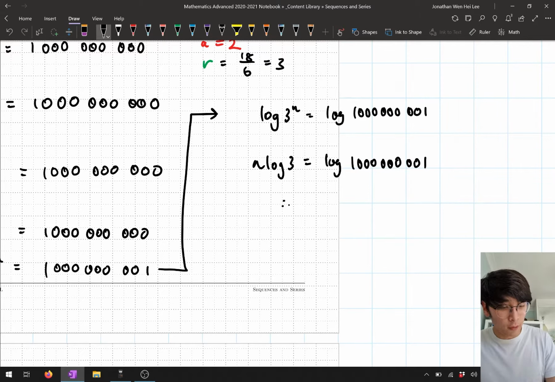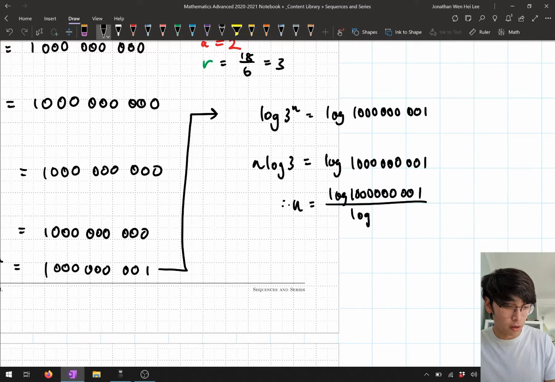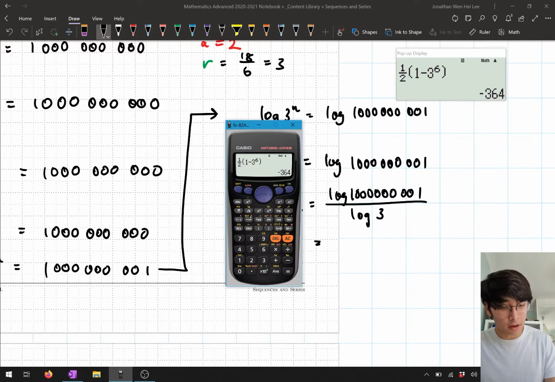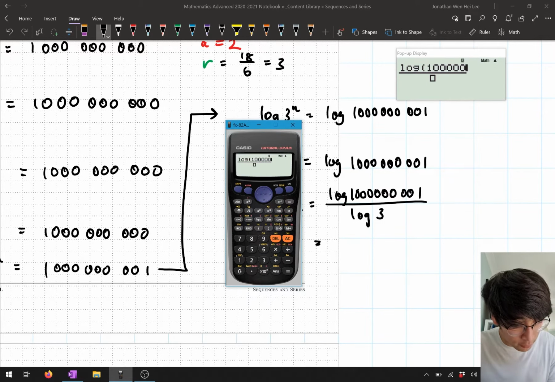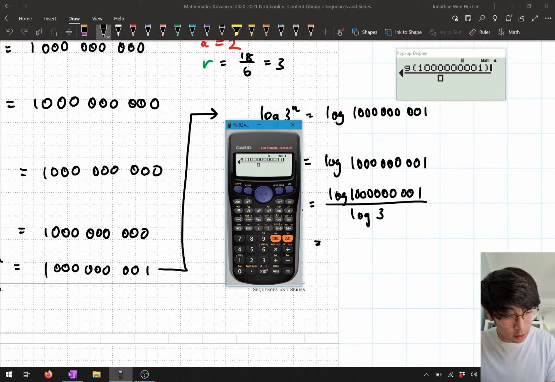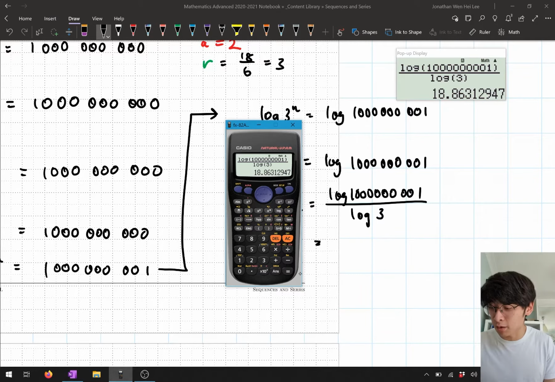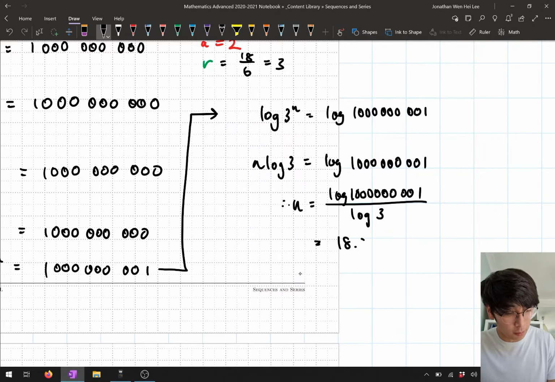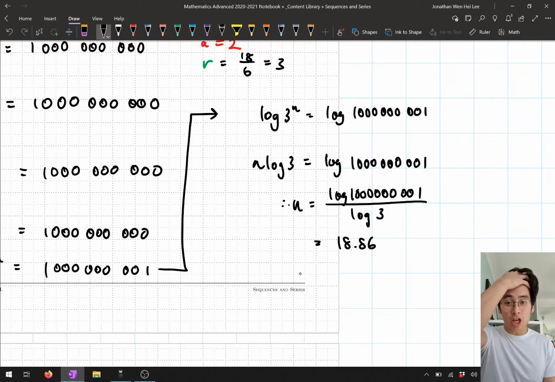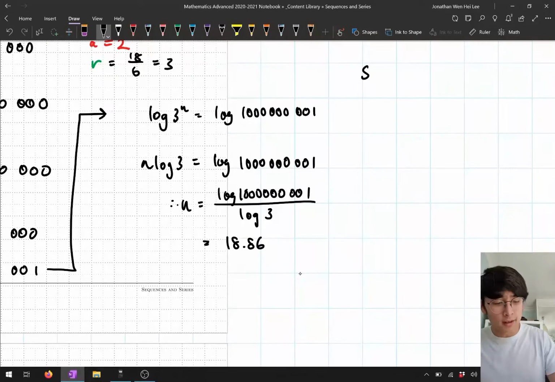And so therefore, n is equal to log of 1 billion and 1, over log 3. And so we can chuck this in our calculator. Log of 1,000,000,001 over log 3. So here we get 18.86. And so what we need to check now is S of 18, our partial sum of the first 18 terms, and the partial sum of the first 19 terms.